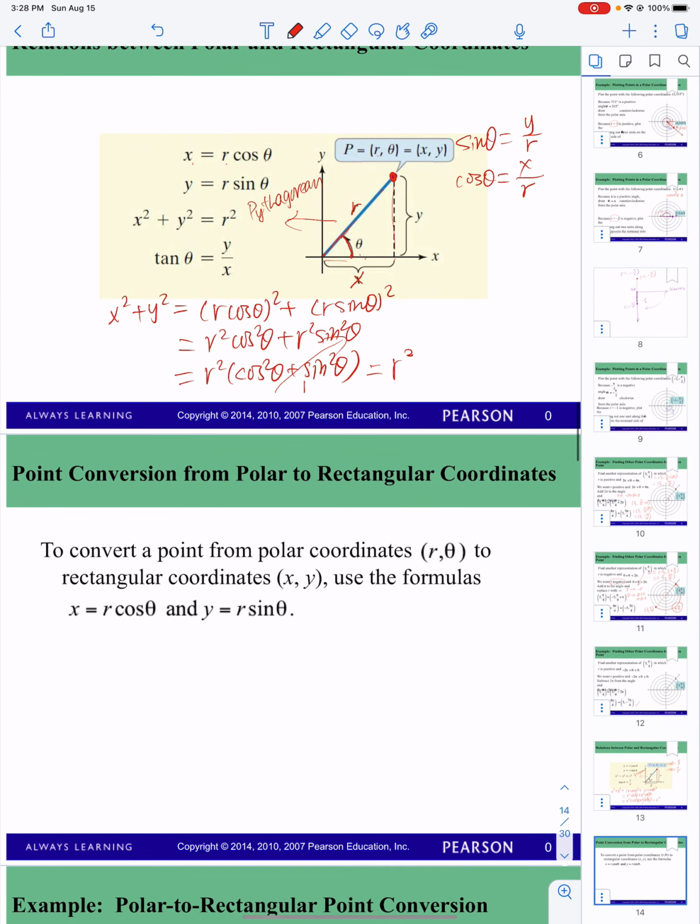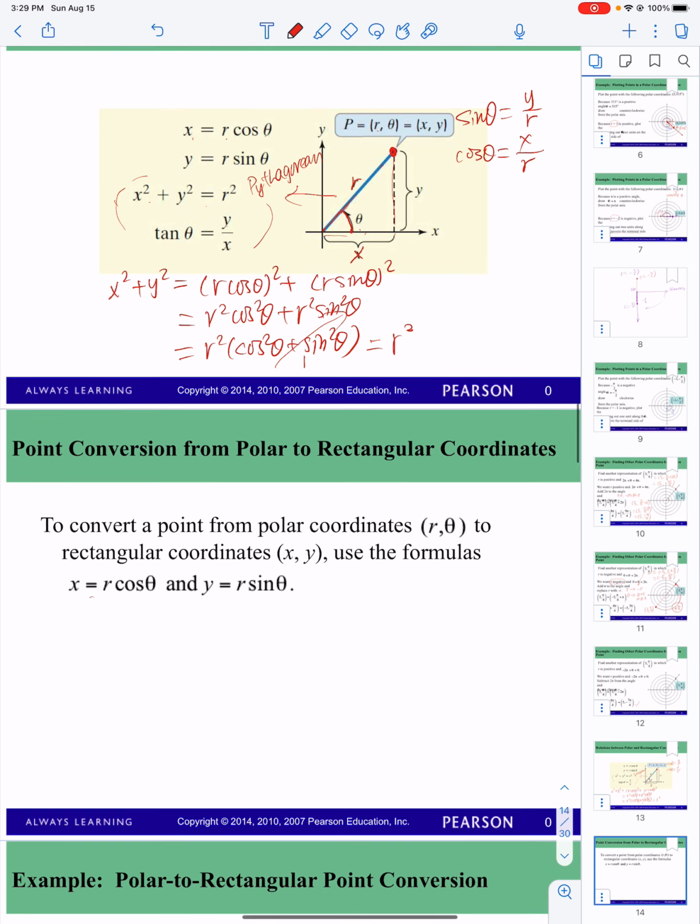So then how could you convert? You already know from polar coordinates to rectangular, you have to use x equals r cosine theta, y equals r sine theta. And then from rectangular to polar, you will use the second: x squared plus y squared equals r squared, tangent theta equals y over x.